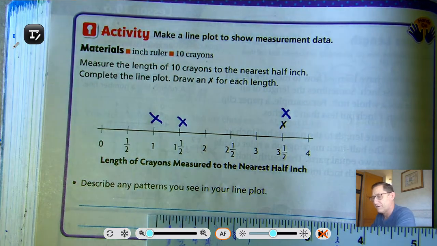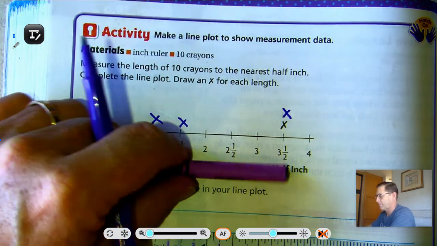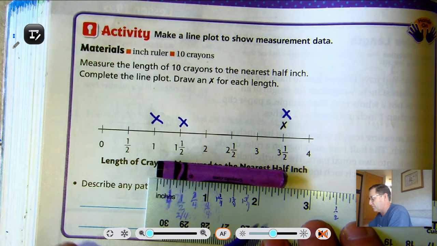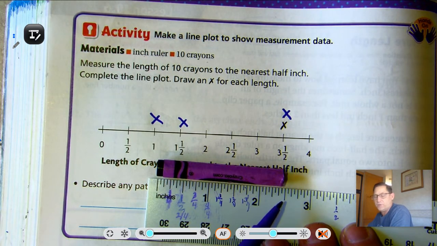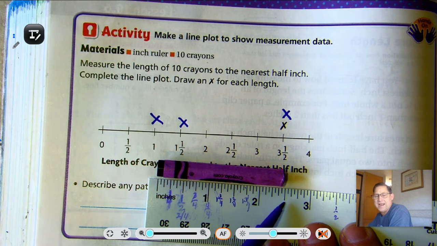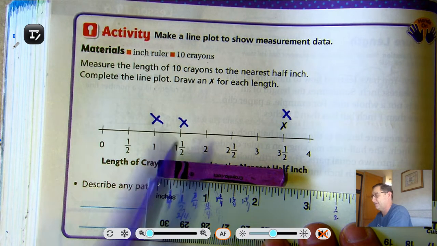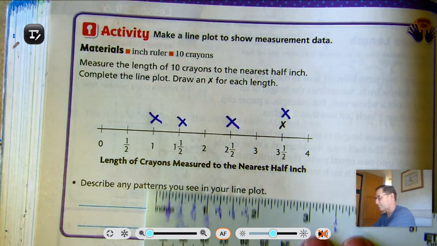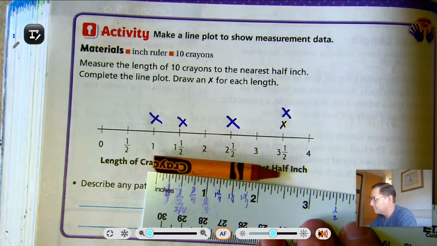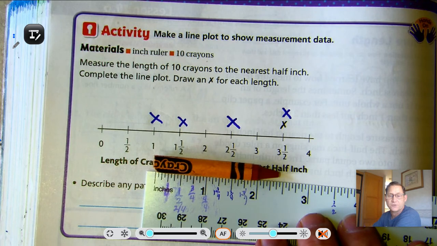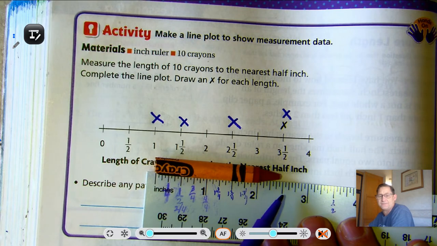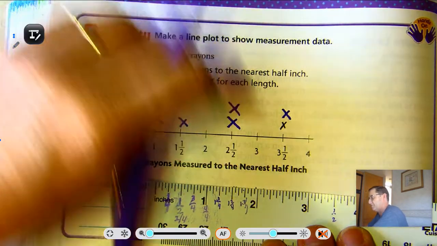All right, and grab another crayon. Here's another one. I'm going to line one end of the crayon up with 0. I'm going to look to see where the other side ends. And it's in between 2 and 2.5. And it's almost right on 2.5. So I'm going to say 2.5. All right. How about this one? Line up the end of the crayon with 0. This one ends between 2 and 2.5. Again, it seems closest to 2.5. So I'll put another X above 2.5.